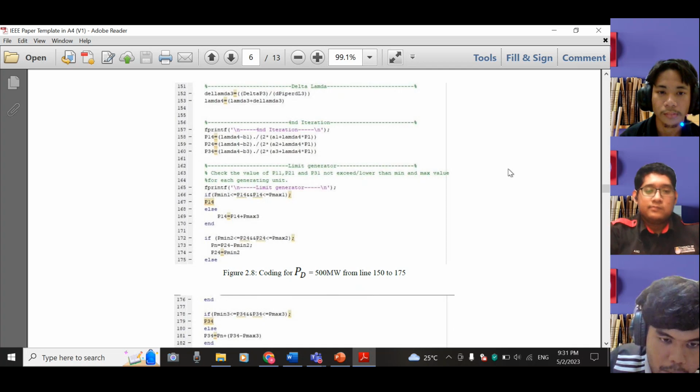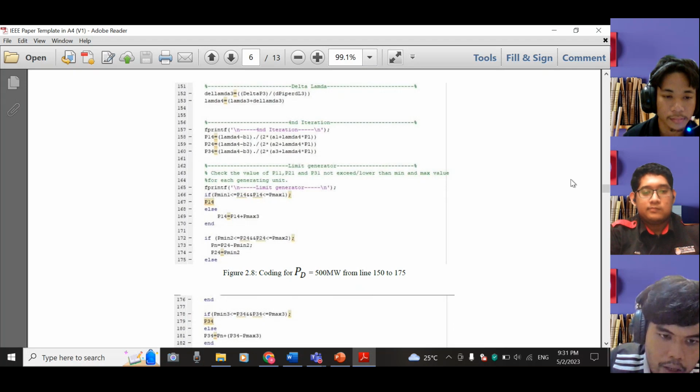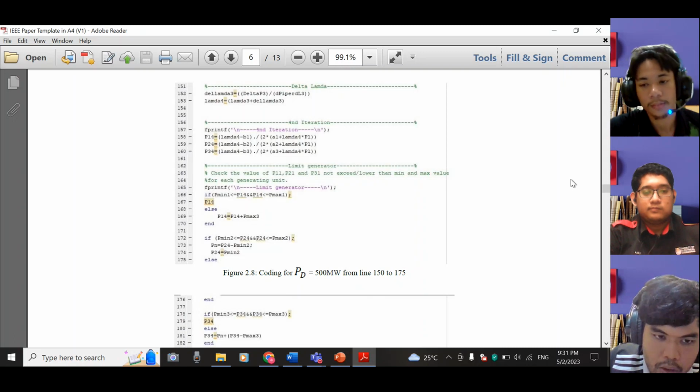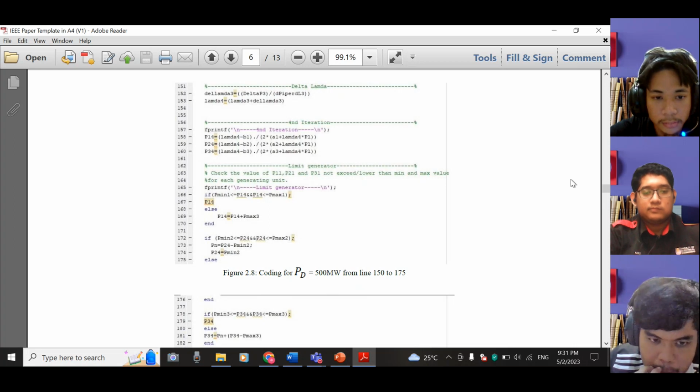Why have we written P14 plus P max 3? Because the value of P11 is below the limit of the generator. As we can see in the question, the minimum output limit at P1 or P14 is around 200. Because it has a below value, we need to add P max 3.